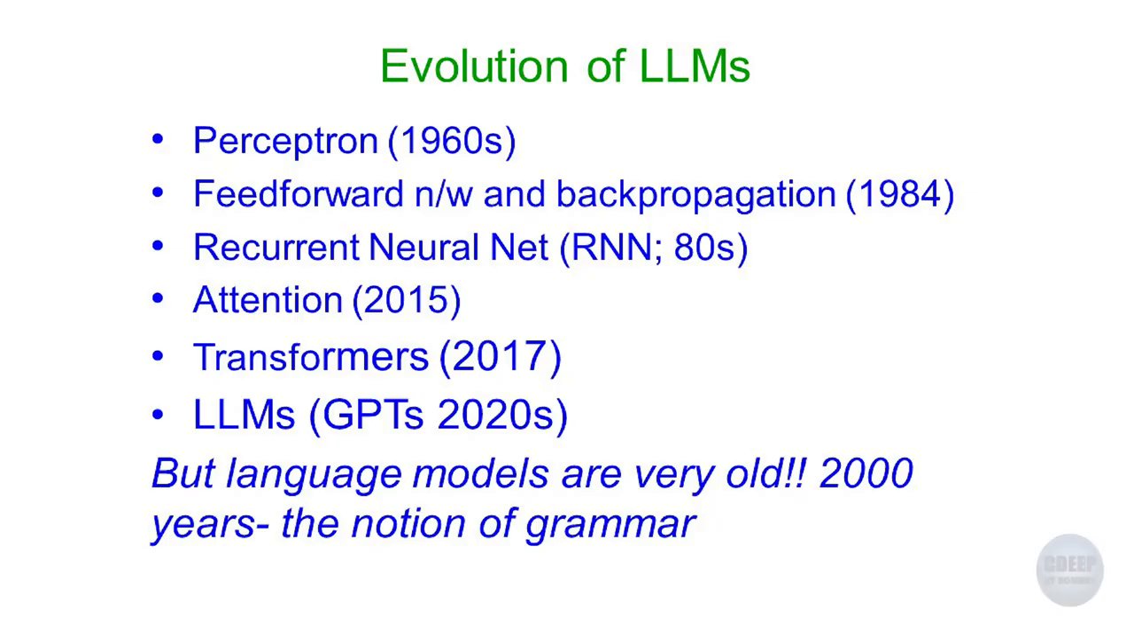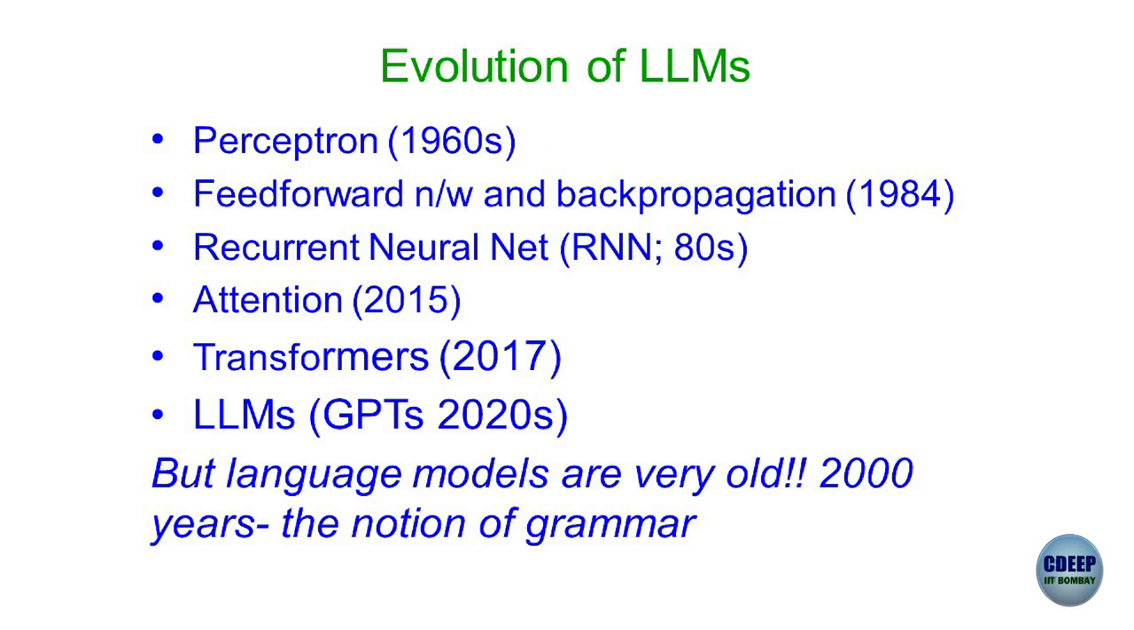But the completely paradigm-shifting and revolutionary changes have been enumerated here. Attention, okay, in 2015. Then transformers came in 2017, attention and positional encoding combined together. Now it is LLMs, the GPT series. We have seen them flourishing from the 2020s. Okay, so this is the timeline: 60s, 80s, 2015, 2017, 2020, in rapid succession.